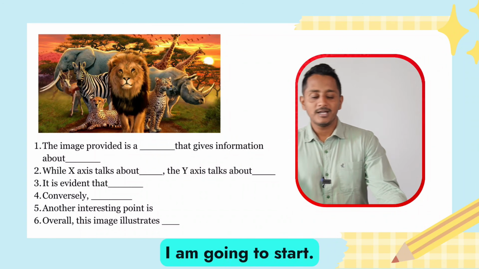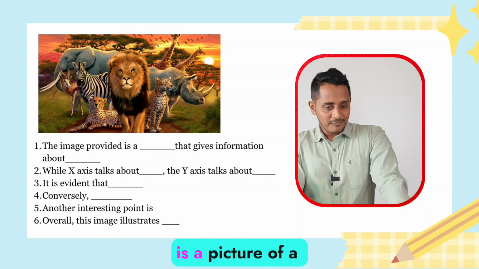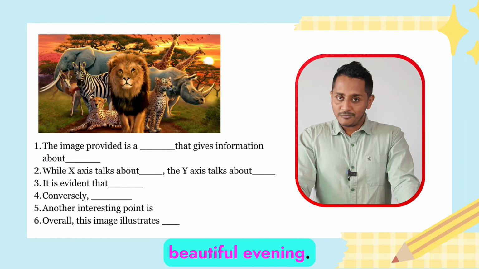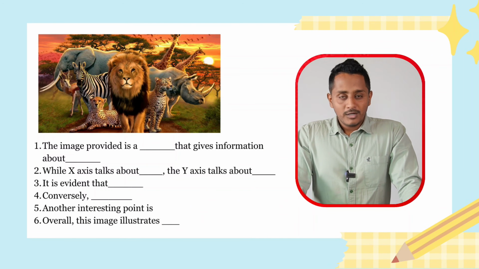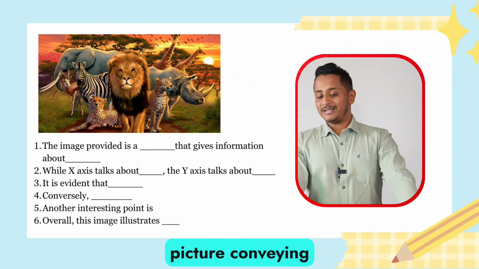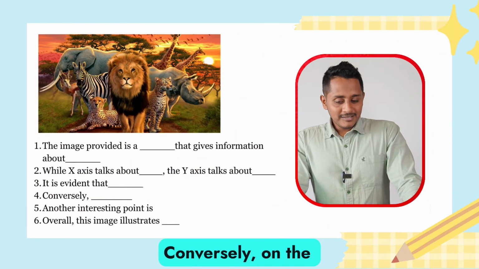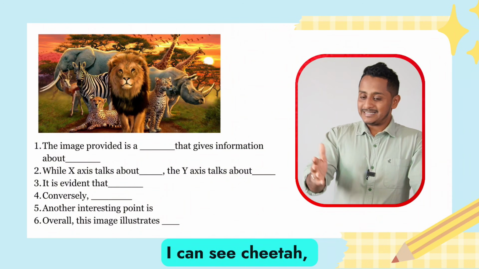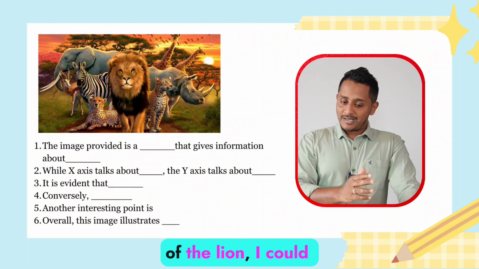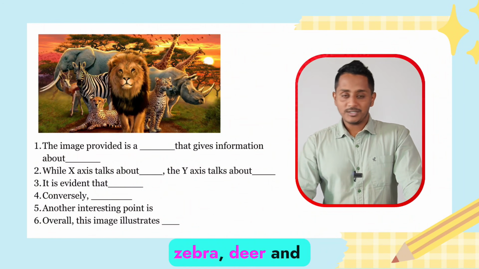I am going to start. The image provided is a picture of a forest that gives information about how animals interact with each other on a beautiful evening. It is evident that the lion seems to be in the middle of the picture, conveying that it is the king. Conversely, on the right hand side of the lion, I can see cheetah, rhinoceros and 2 giraffe. On the left hand side of the lion, I could see elephant, zebra, deer and cheetah.